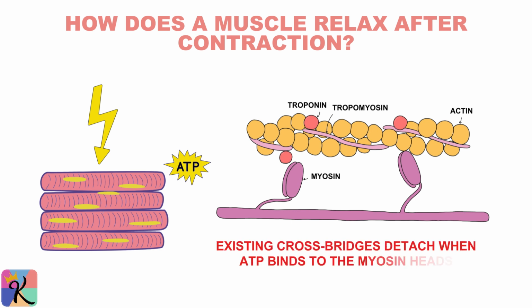Meanwhile, existing cross bridges detach when ATP binds to the myosin heads. This allows the myosin heads to release from the actin filaments. With no cross bridges and the binding sites on actin covered, the muscle fiber relaxes and returns to its resting state, ready for the next contraction.